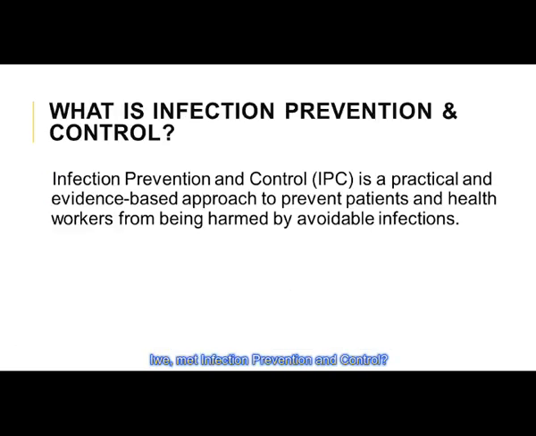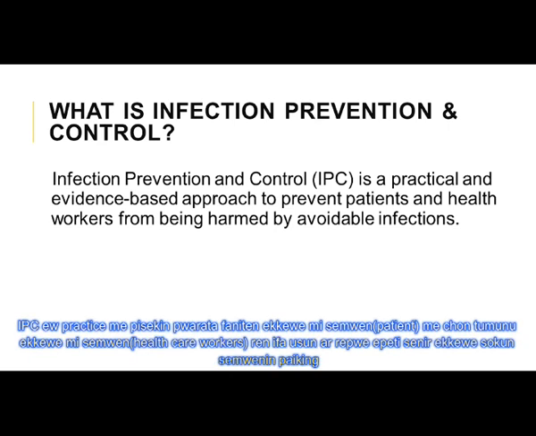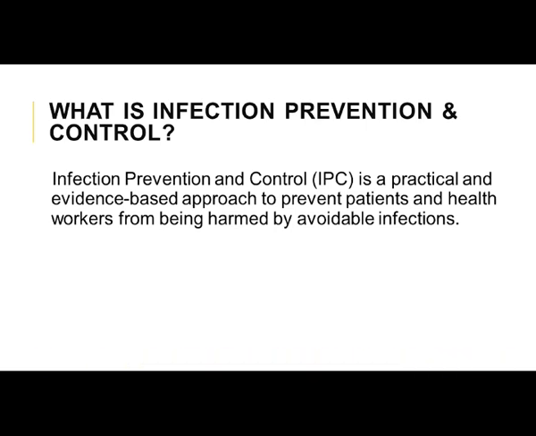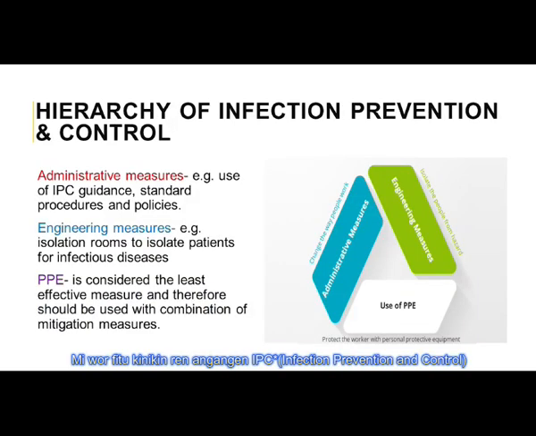So first of all, what is infection prevention and control? IPC is a practical and evidence-based approach to prevent patients and health workers from being harmed by avoidable infections. Avoidable infections mean these are infections that we can prevent from getting sick. So let us have a look at the hierarchy of infection prevention and control.